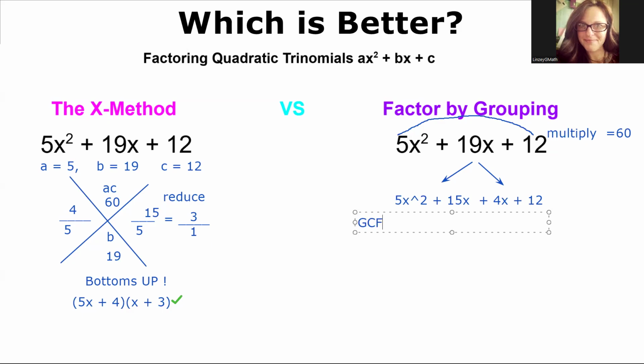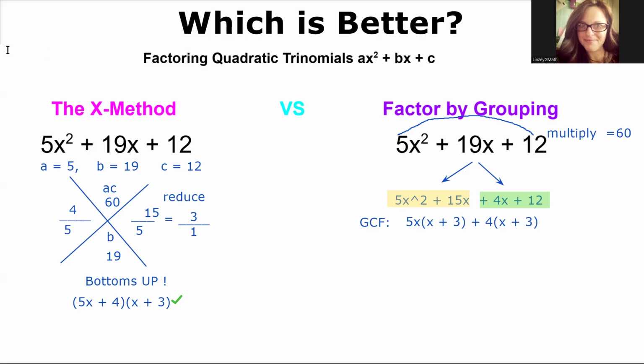Now we'll factor by grouping. We have 4 terms. We'll factor out the greatest common factor of the first 2 terms and the greatest common factor of the second 2 terms. 5x is the greatest common factor of the first 2 terms. We're left with x plus 3. And the greatest common factor of the second 2 terms is 4. We're left with x plus 3.